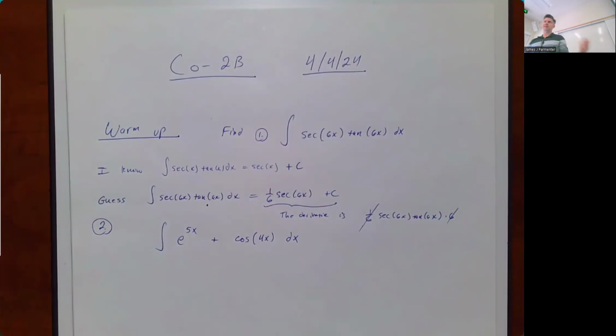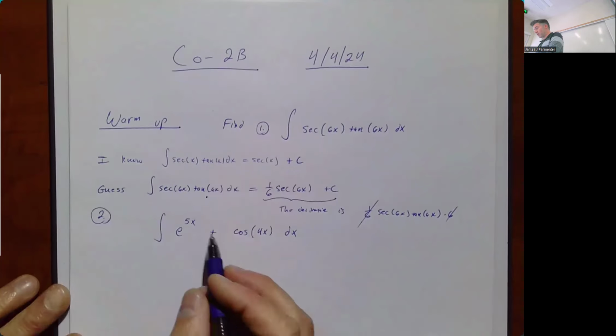Generally, and I said this last time, I'm saying it again because it occurs a lot: when you're anti-differentiating something and you can see that if you took the derivative, you would end up multiplying by a constant, then for the antiderivative we have to divide by that constant.